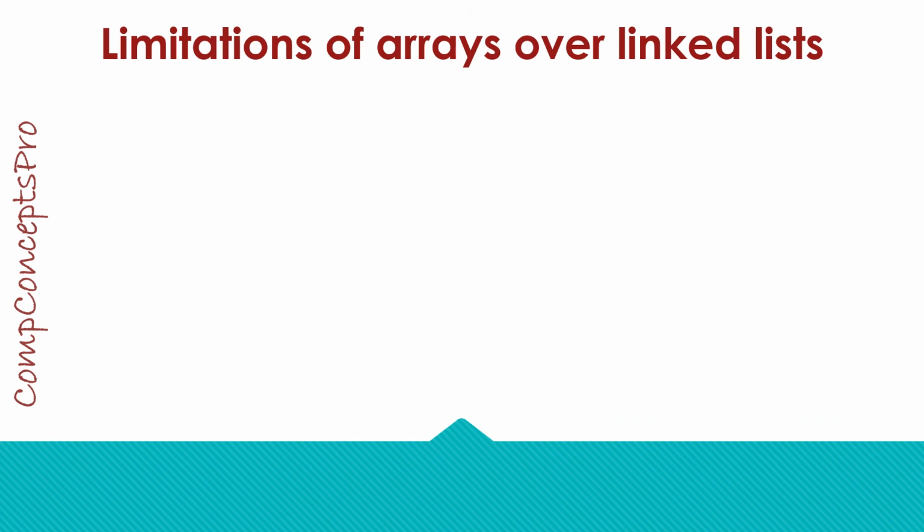Now let's do a comparison between arrays and linked lists. So first we'll figure out what the limitations of arrays are over linked lists. First, once the size of an array is decided, it cannot be increased or decreased during execution of the program. For example, if we have declared an array like this in our program, then at any point of time in the program we cannot store more than 50 elements.